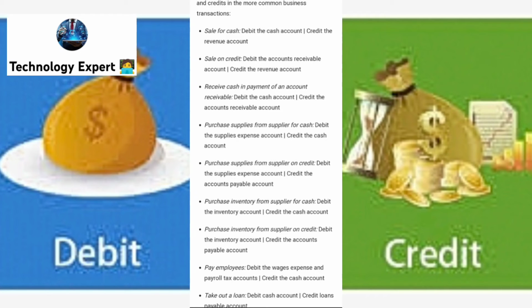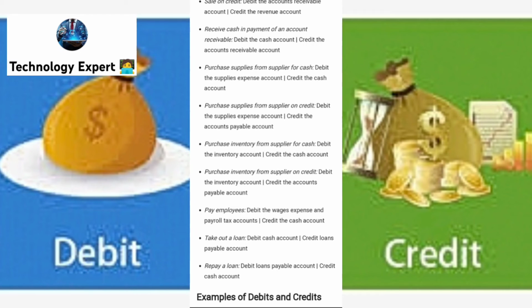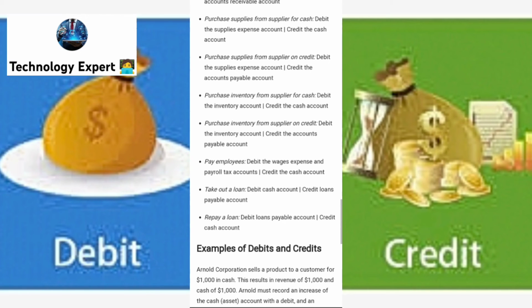Receive cash in payment of an account receivable: debit the cash account and credit the account receivable account. Purchase supplies from a supplier for cash: debit the supplies expense account, credit the cash account.